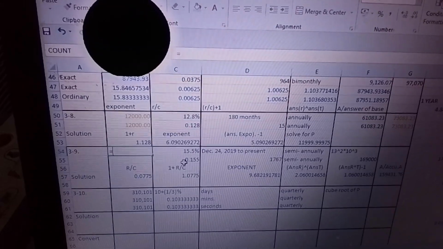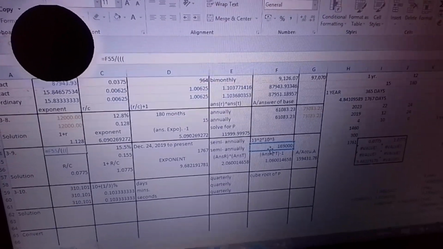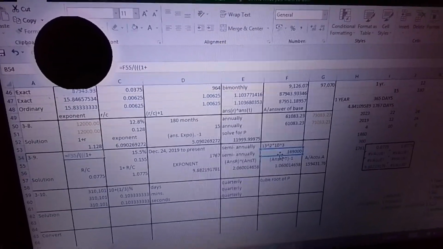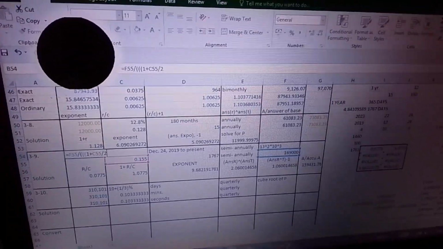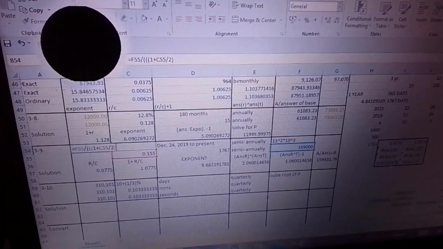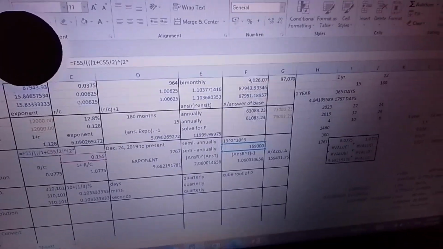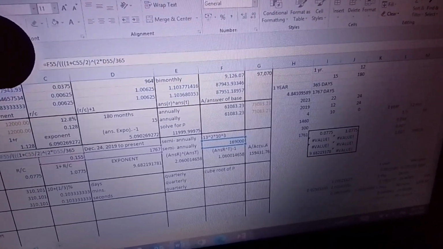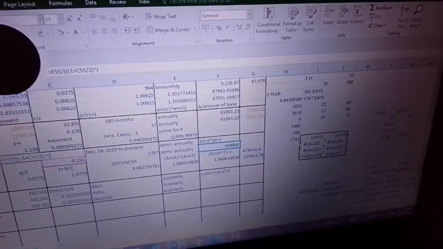Mag-double bracket tayo. So, remember ito yung future value, 169,000. Divide by, double bracket, we have 1 plus the R divided by C, diba? Divide by 2. We do that first. And then after that, we raise that to the 2 times this guy, divide by 365. Or you can just raise it to this power that you see down there. Remember that's the exponent we got? The answer to the exponent, you can just get it here.